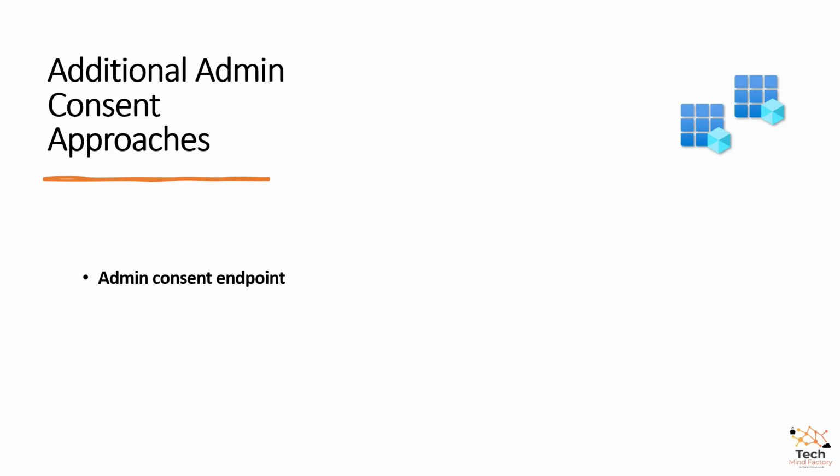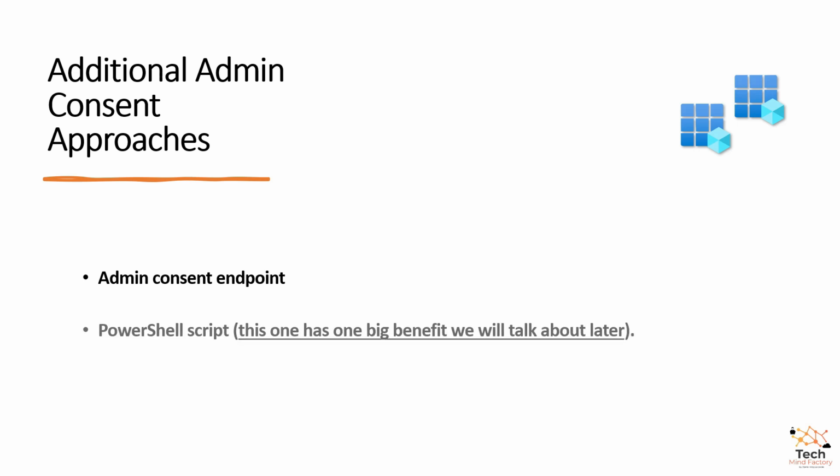All right, so now it's time to discuss additional admin consent approaches. When I say admin consent approaches, I mean the situation where an admin can consent, can approve permissions, and obviously then the service principal is created in the Entra ID tenant. There are a couple of ways to do it. For instance, there is the admin consent endpoint, but administrators can also use PowerShell scripts. And this approach has one big benefit that we will talk about later, okay?